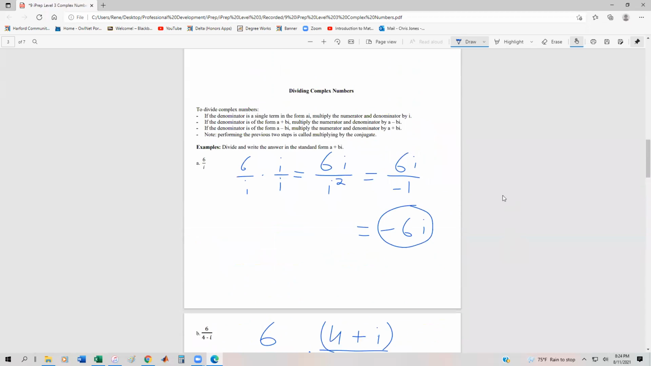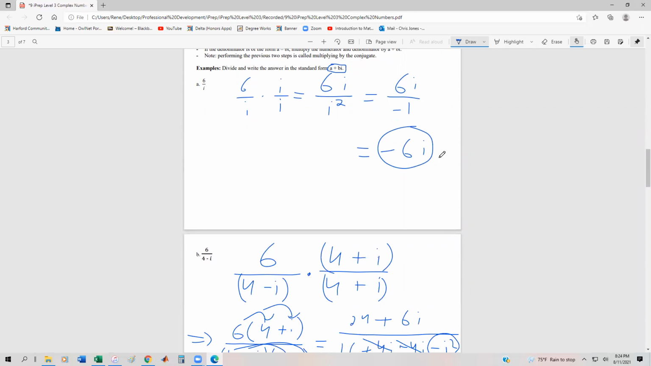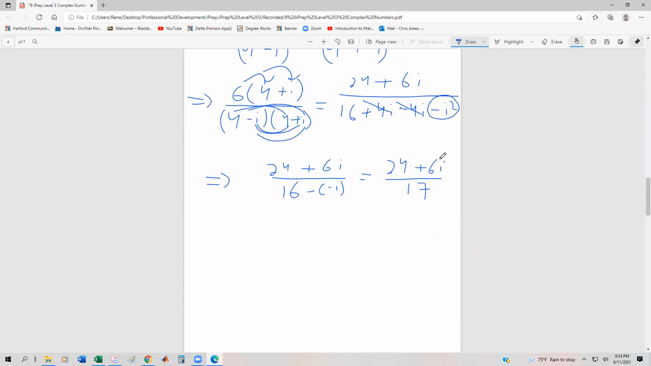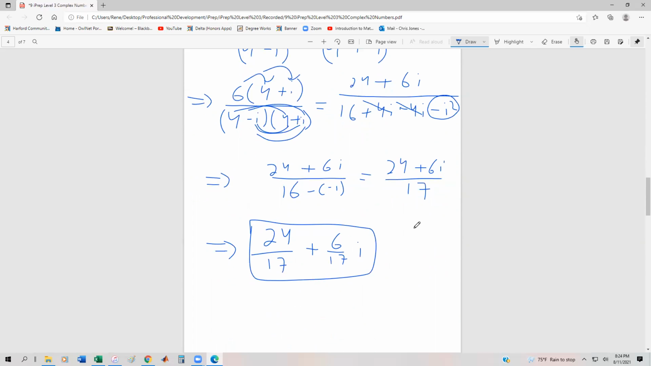And the instructions tell us to write it in the standard form, a plus bi, if necessary. So we're going to write this by just dividing it out into two separate terms. So this is going to be 24 over 17 plus 6 over 17 i. And notice what this does is that there's no i's in the denominator any longer. All right, so we basically divided it out.